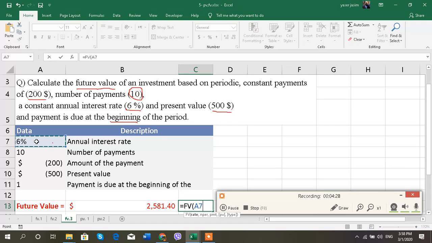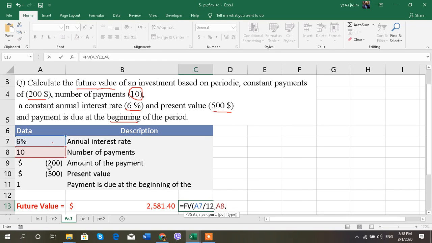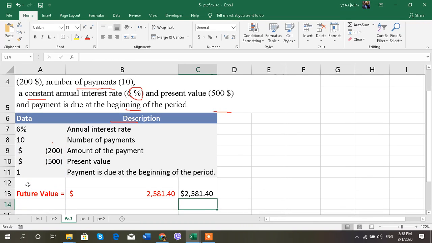Now, this interest rate is in years and my payment is in months. So what do I need to do? Divide by 12, comma, number of periods is 10, comma, my payments, comma, my present value, and also my type. Close the bracket, and we're going to see this value. This value is the future value for this investment.